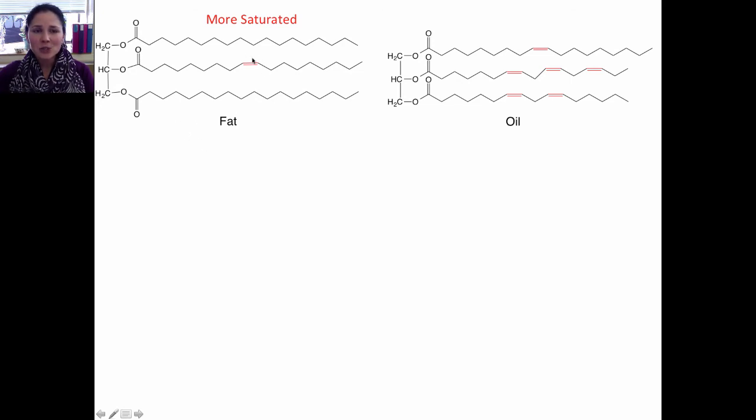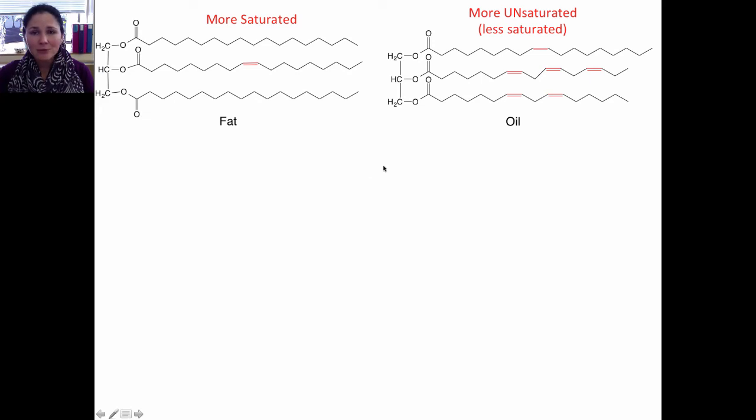Here's a fat that only has one unsaturation. This oil, on the other hand, has many more unsaturations. Or, in other words, it has more double bonds. Every time a double bond is formed, you remove two atoms of hydrogen. The word saturated or unsaturated refers to saturation with hydrogen or unsaturation with hydrogen. Saturated meaning you have as many hydrogens as possible, and unsaturated meaning that you don't have as many hydrogens as possible. Fats have fewer double bonds than oils do.